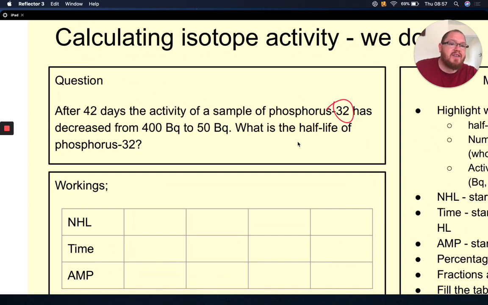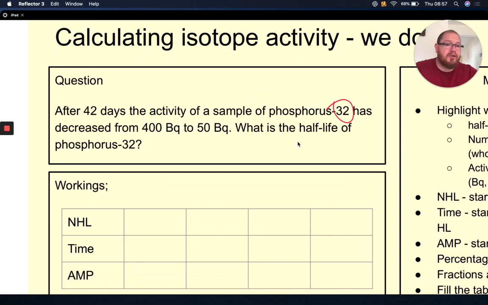Now, becquerel is the unit of measurement for radioactivity, so we're dealing with activity now. The A here is for activity. It drops from 400, which is its starting activity, to 50. So 400 is its starting point, and 50 is where we need to see it get to. What is the half-life of phosphorus? We don't know what the half-life is this time, but we do know it takes 42 days to drop from 400 to 50.